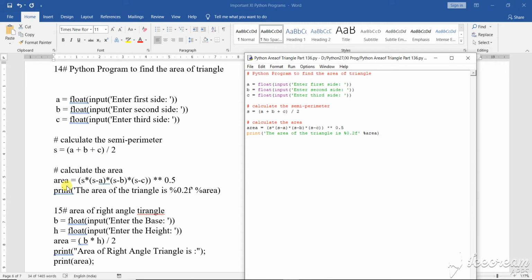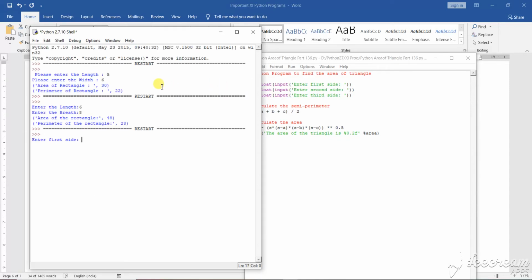Now area. What is an area? Area is s into s minus a into s minus b into s minus c, into 0.5. That means root over. Okay, now I am printing it. So let us run that particular program. First side, suppose the first side is 8, the second side is 9, the next side is 10. Okay, so this is the area that has been calculated of a triangle.